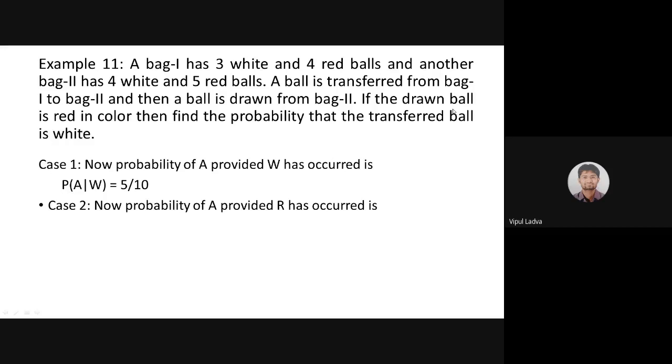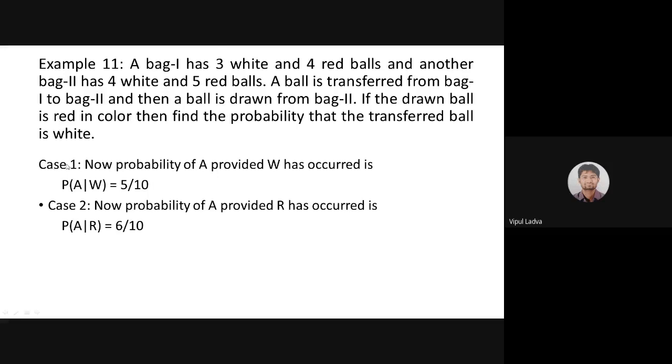The first ball we transferred was red in color, and then from the second bag, the ball we are drawing is red in color. That will be labeled as A over R, and that will be 6 by 10. So 5 by 10, 6 by 10. Why is it that? This is for case 1.